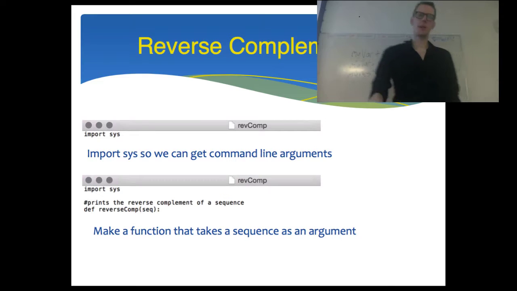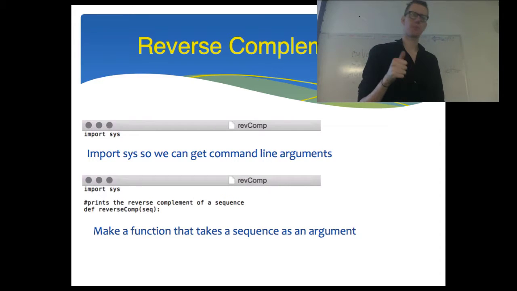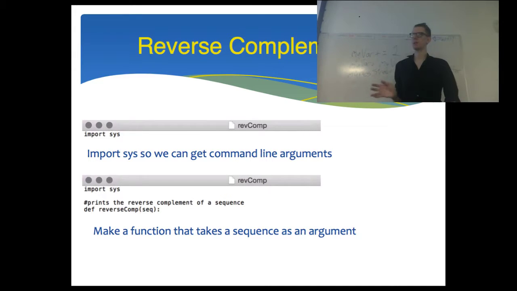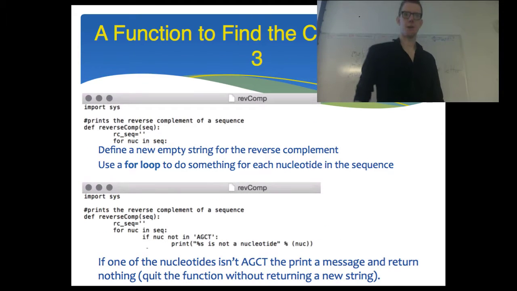So the next thing I'm writing in my code is a code comment to tell myself what this function does, that it prints the reverse complement of a sequence. Remember, to define a function, we use this def keyword. So I'm defining a function called reverse comp that takes some input argument, which I'm calling seq. So I'm defining a function called reverse complement that has one input. I then have a colon, a new line, and an indentation. So this is where I then write my function code.